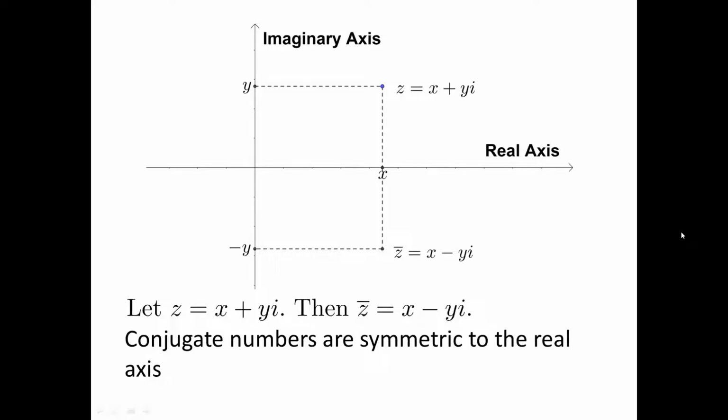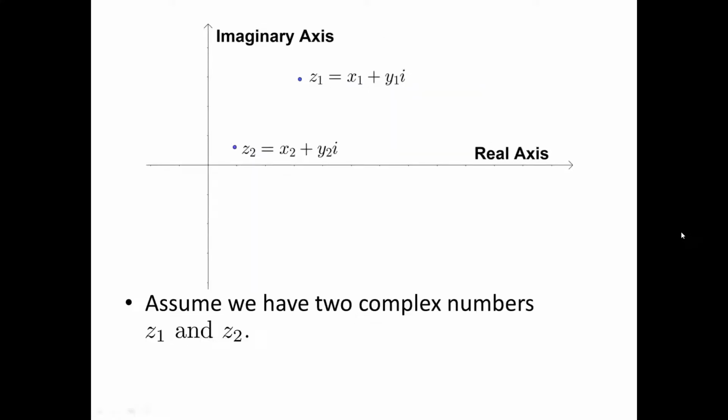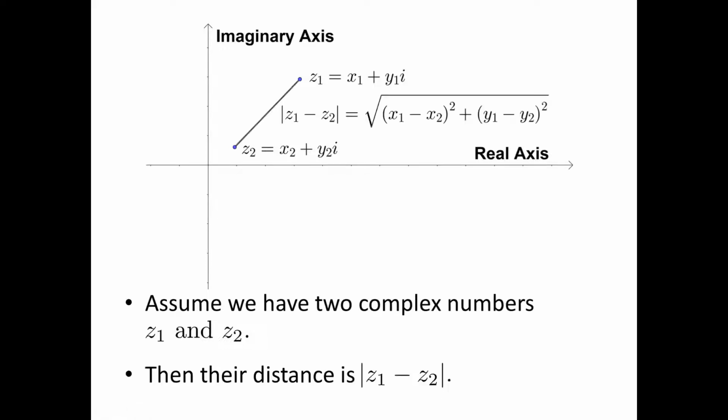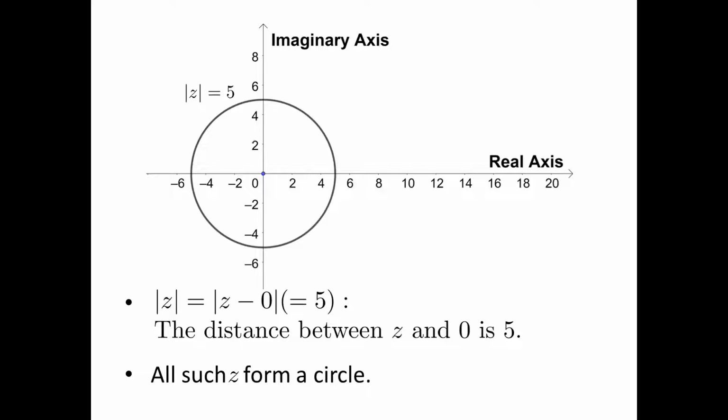Each complex number corresponds to one point on the complex plane. A pair of conjugate numbers is symmetric to the real axis. If we have two complex numbers, the absolute value of their difference is the distance of their corresponding points. Bearing these observations in mind, let's look at the problem again.